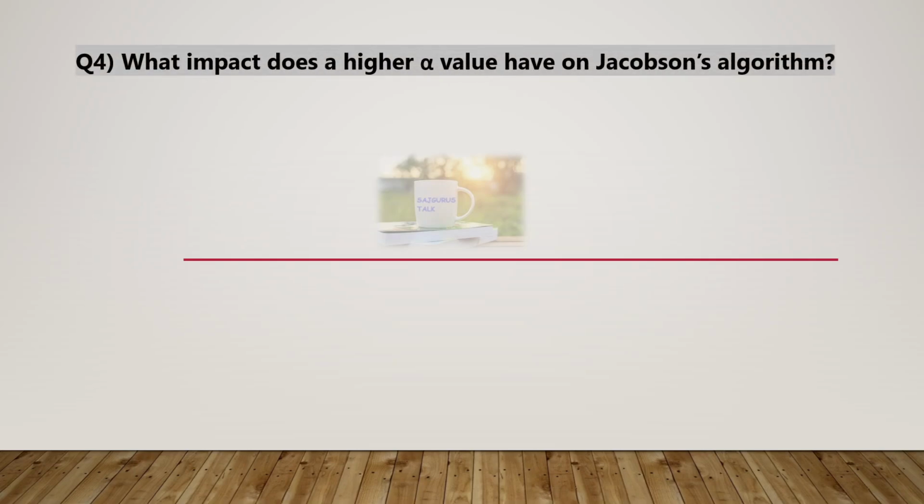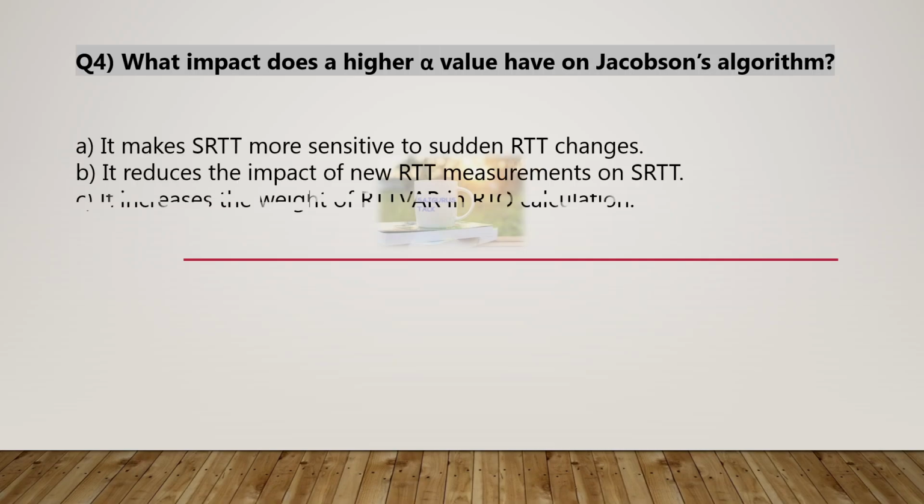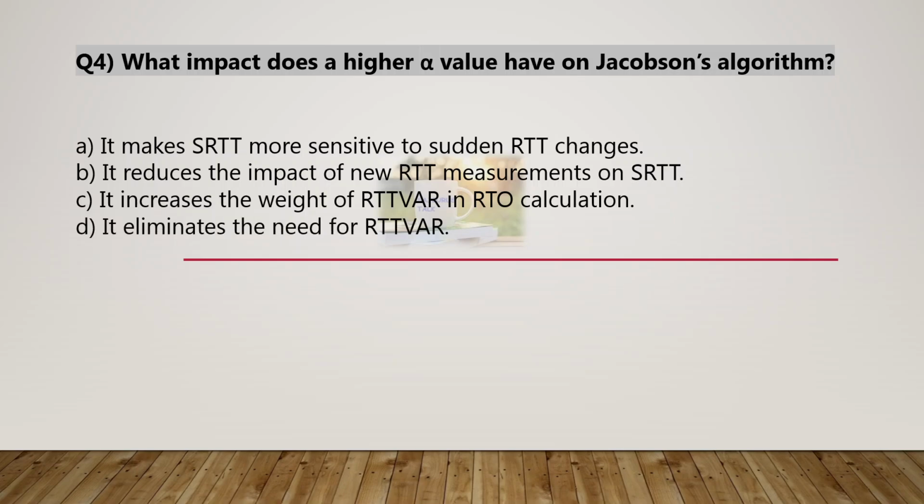Fourth one, what impact does a higher alpha value have on Jacobson's algorithm? So the options are given. In Jacobson's algorithm, alpha controls the smoothing of SRTT. A higher alpha places more emphasis on historical RTT values, reducing the influence of new RTT measurements. This leads to a slower adaptation to sudden RTT changes, which may provide more stability but less responsiveness. So the answer is B, it reduces the impact of new RTT measurements on SRTT.